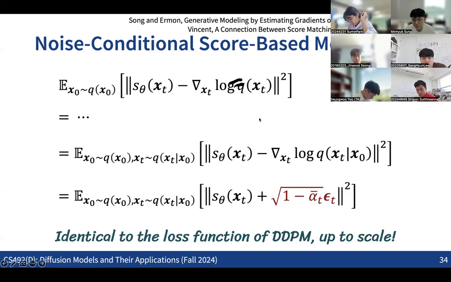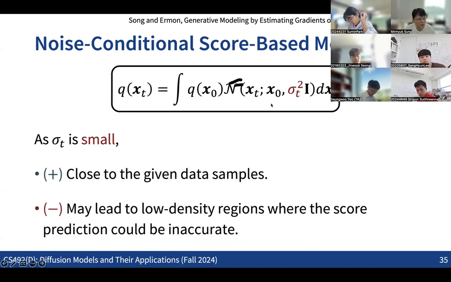Is it clear? This comes from the relationship that we have seen between this score here and the epsilon t here. Then the question is how are we going to choose the variance for the perturbation? We can consider controlling this variance. If we have a very small variance, the advantage is that we are not corrupting the distribution that much. We have a distribution which is close to the original data distribution.